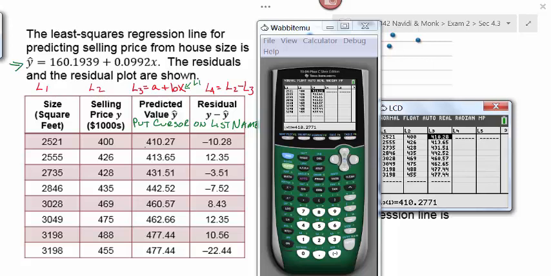Yeah, mine is too. That's a rounding error. It's just a difference in rounding. Yeah, mine's 410.28. So there's a little bit of off rounding depending on what program they used and how they rounded.